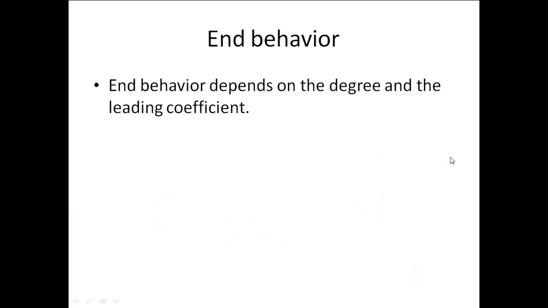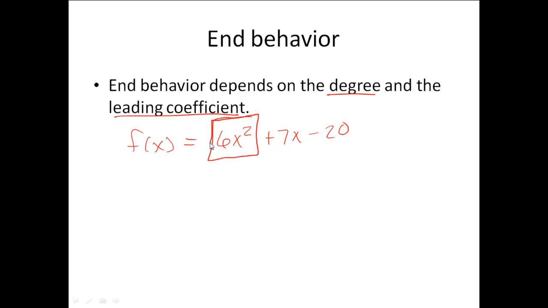Now, we don't always have to have the graph in order to determine the end behavior. We can determine end behavior by looking at two things, the degree and the leading coefficient. So if I have a function, f of x equals 6x squared plus 7x minus 20, all I need to focus on is the degree and the leading coefficient. So basically, I'm looking at this very first term. The rest of that, in terms of infinity, is irrelevant.